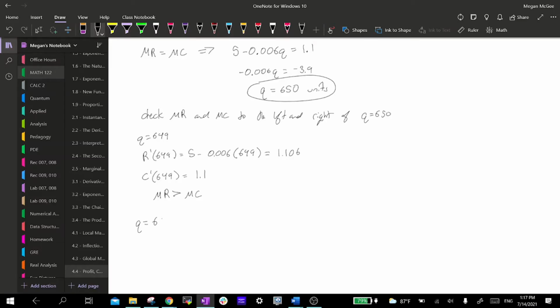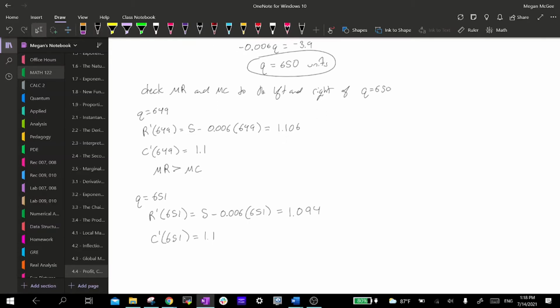Alright, so now we need to look at the right-hand side. So q is equal to 651. This gives us marginal revenue at 651, which is 5 minus 0.006 times 651, and we get 1.094. And then the marginal cost at 651, well, that again doesn't change. It's still 1.1. So here, marginal revenue is now less than the marginal cost.